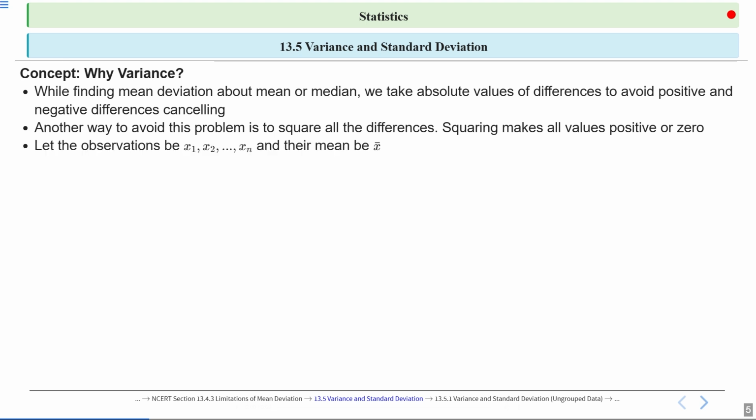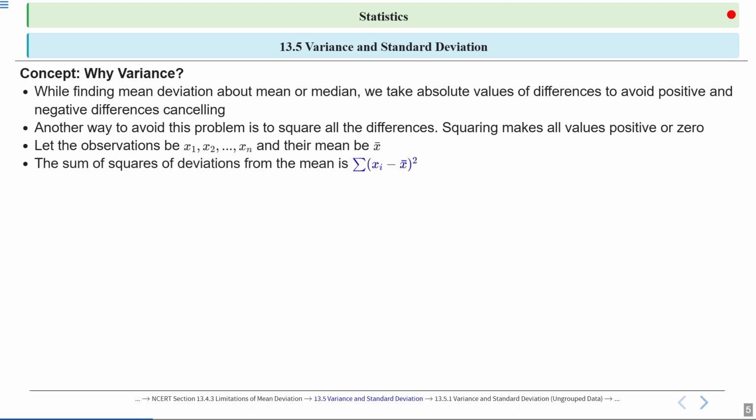Now, let's define our observations. Suppose we have n observations, x1, x2, up to xn. The mean of these observations is written as x bar, which is the sum of all the x values divided by n. So x bar is equal to (x1 + x2 + ... + xn) divided by n. We will use these symbols as we build the formula for variance.